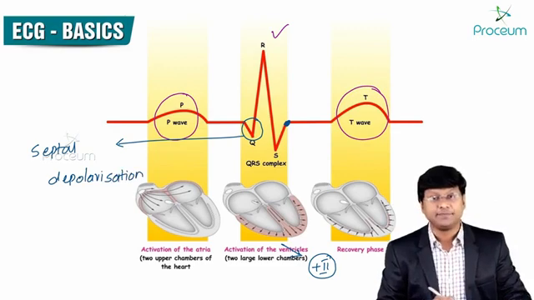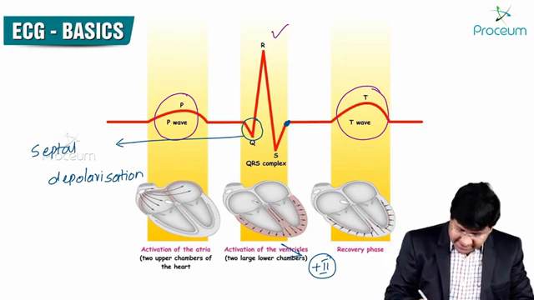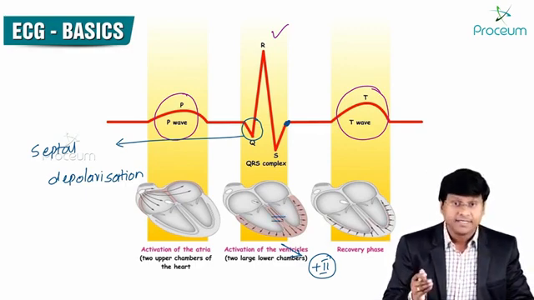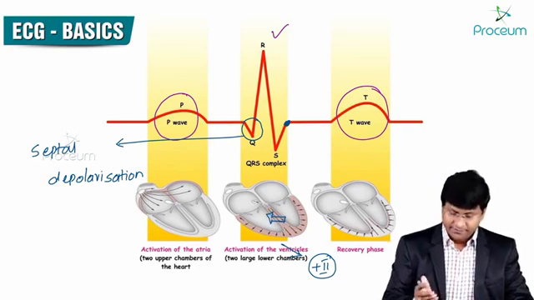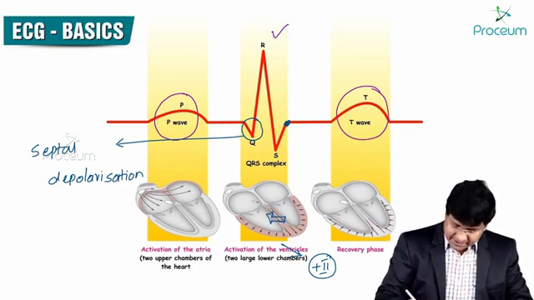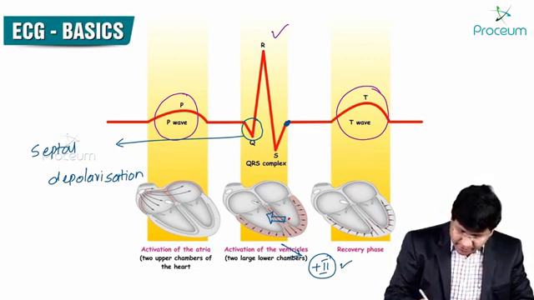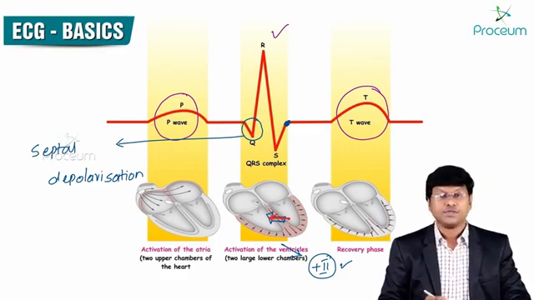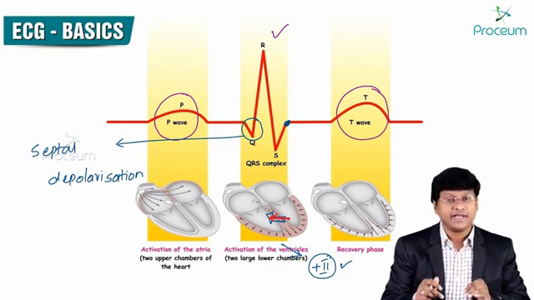Right, it is due to septal depolarization. Now, how will the septum get depolarized? The septum will be depolarized from left to right. That means left to right. With the lead at the apex, the wave of depolarization is moving away from the electrode. So when the wave of depolarization is moving away from the electrode, you will have a negative complex.